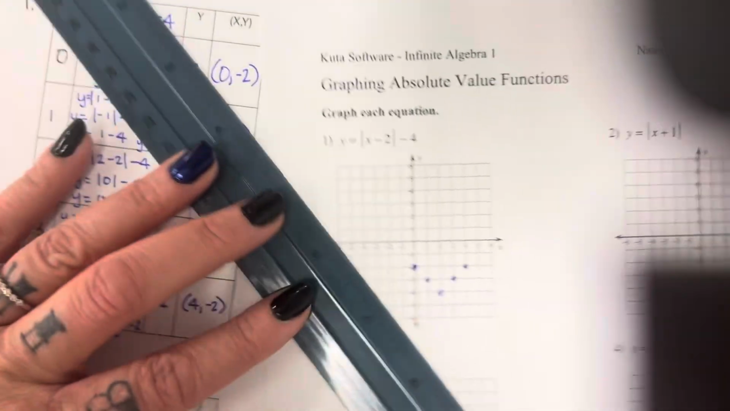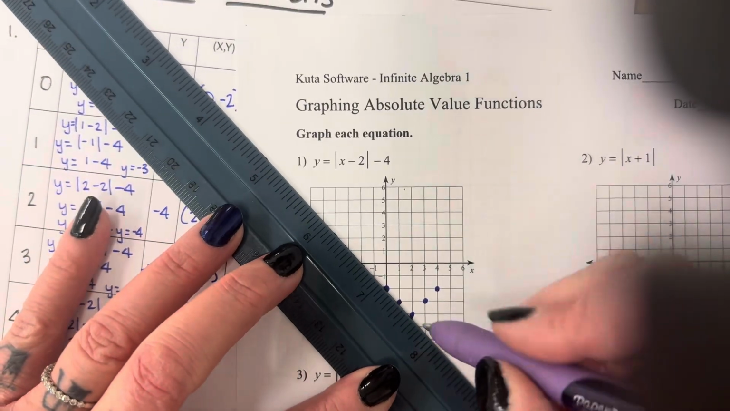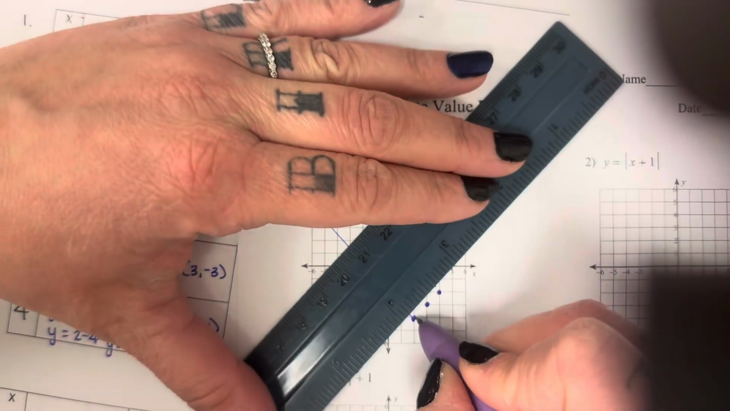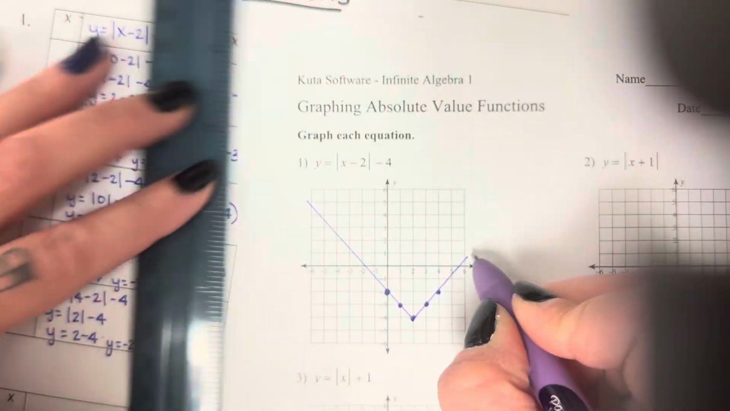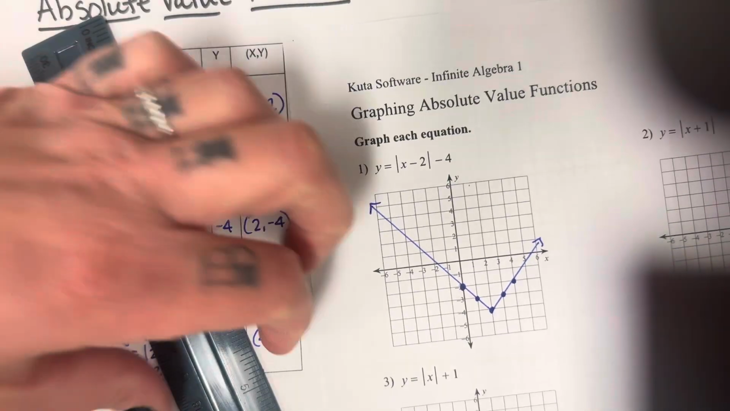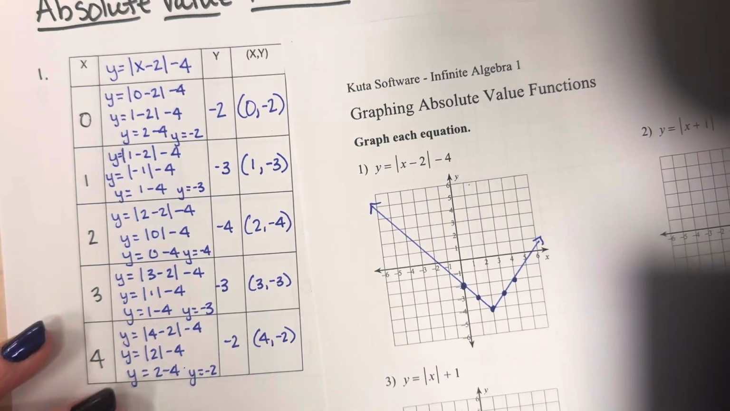So our absolute value graph looks like this. So you're going to follow those steps on the next 11 problems on your own.